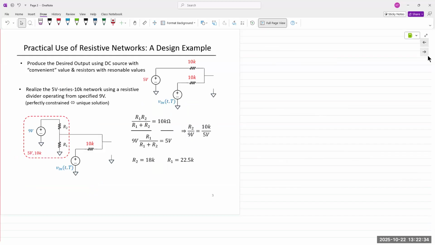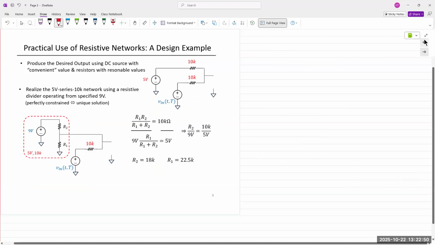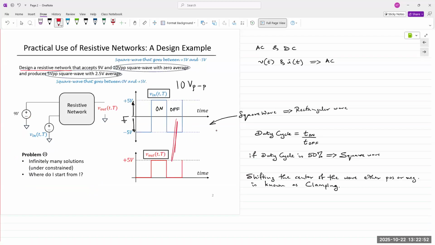So we decide on what we want to do. At this point, we're not changing V in of t. All we are doing is removing the negative cycle. It's 0 to +5, so the difference between these two is that this part is taken out. That's effectively what we're doing.